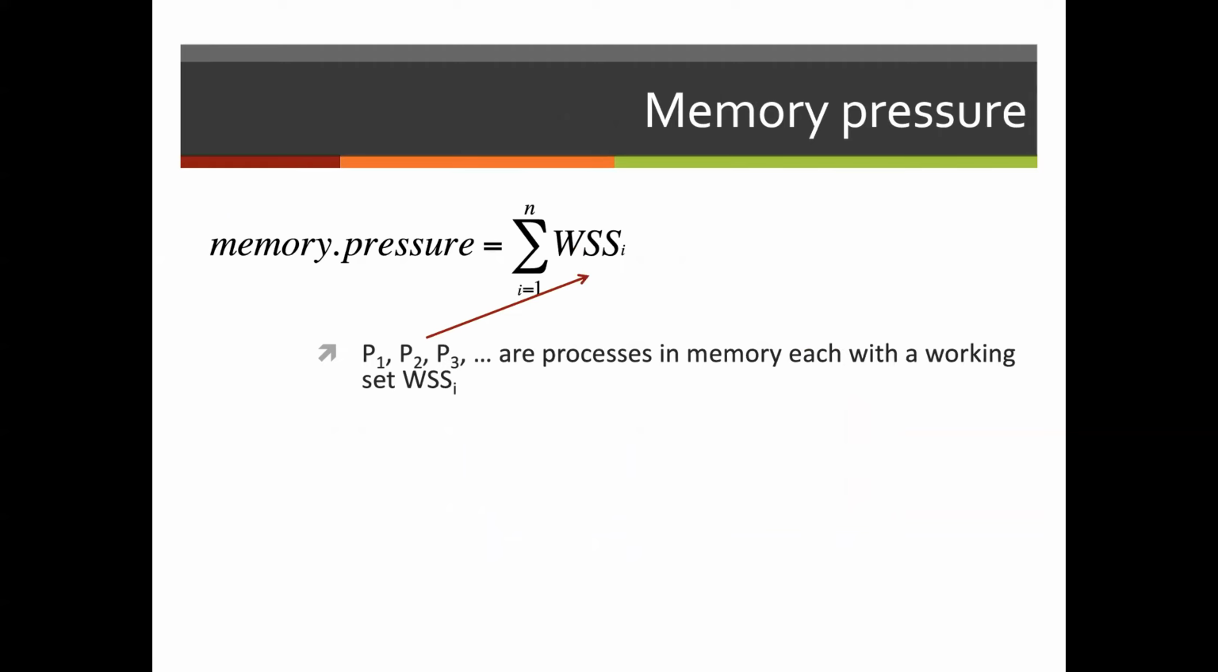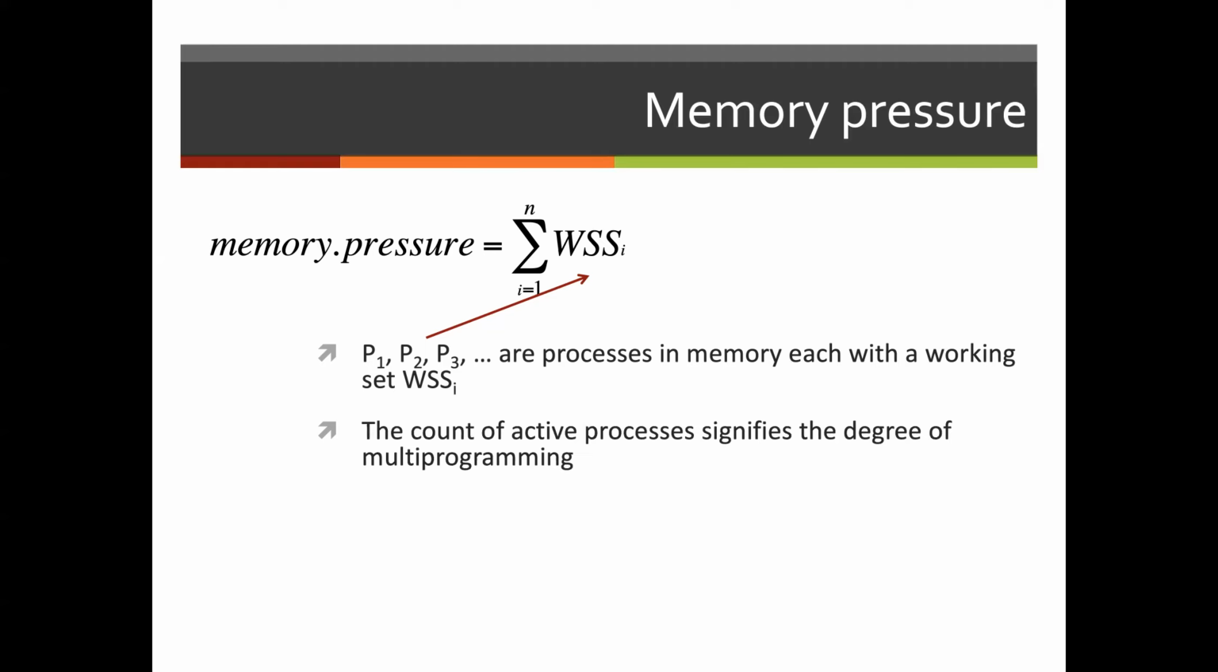Another construct that we have to keep in mind is called the memory pressure. The memory pressure is going to be the summation of the working sets of all the processes that are currently competing for resources. We can represent this by a summation of all of the working sets from P1 and so forth, and those all represent processes in memory, each with the working set WSS_i. We'll consider that the count of active processes signifies the degree of multi-programming.